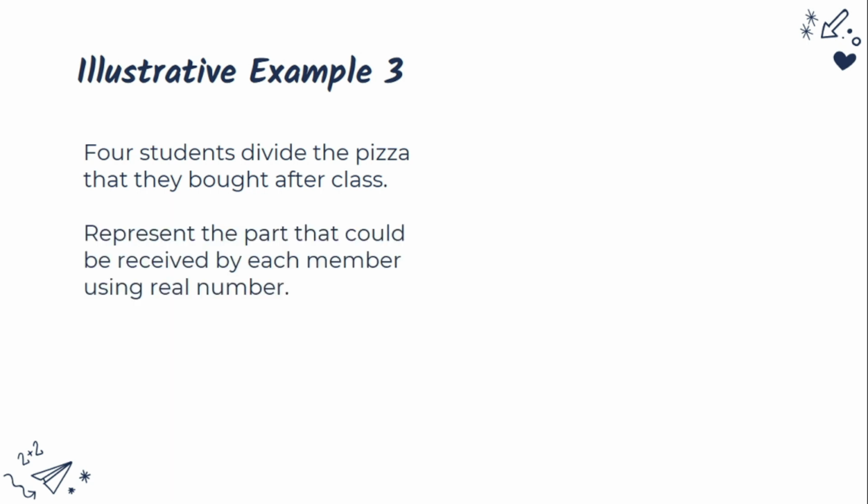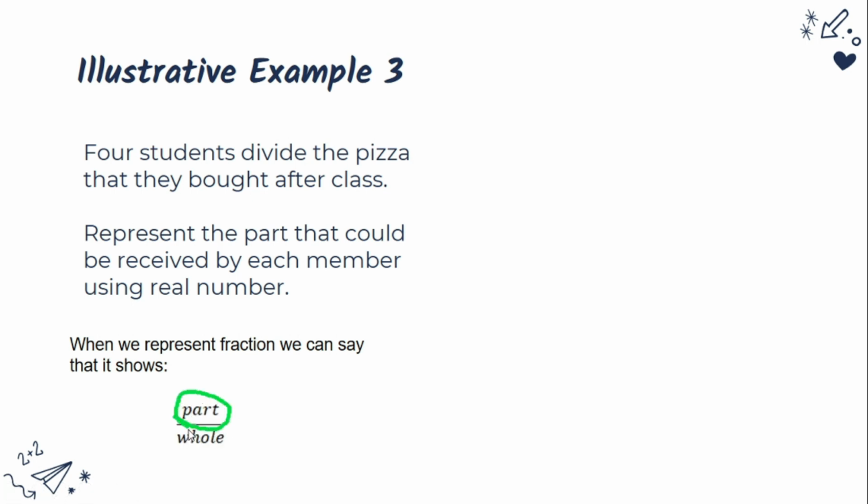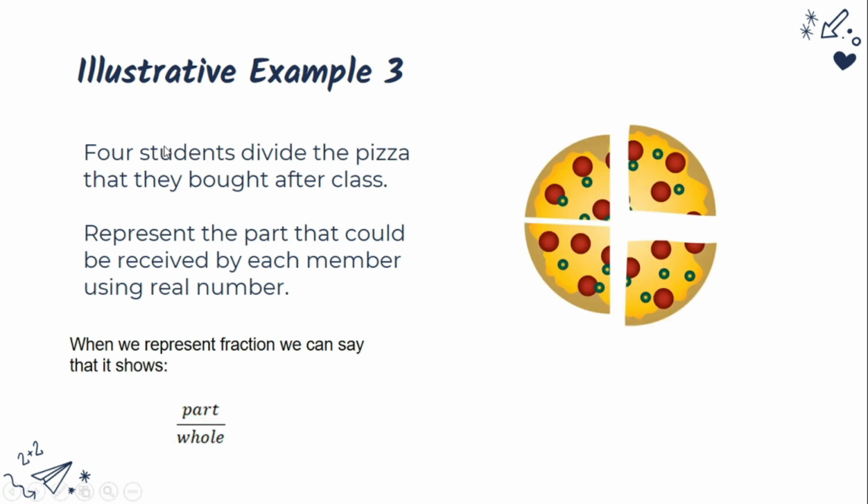So, let's represent the part that could be received by each member using a real number. When we represent a fraction, we can say that it shows part over whole. Just the part over the whole. Now, let's say this is my pizza. There are 4 students, meaning I will divide it into 4, correct? So that everyone will have an equal part. Now, in fractional form, what could one student get?